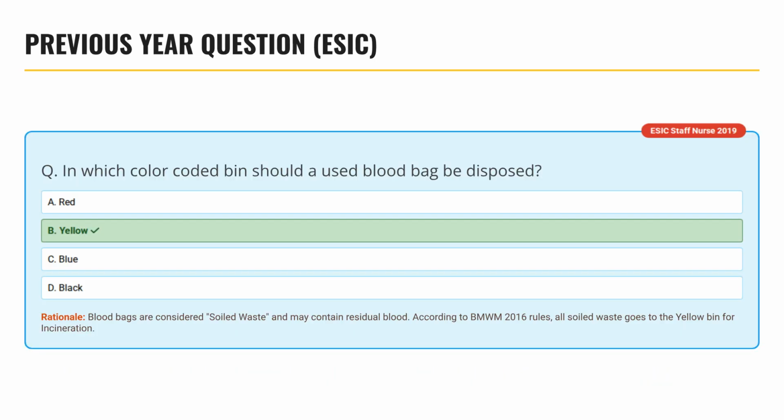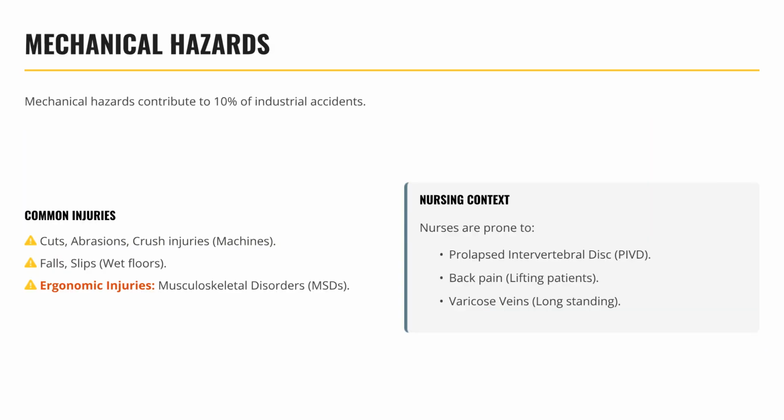A used blood bag must be disposed of in the yellow color-coded bin because it is classified as soiled waste and requires incineration. Mechanical hazards account for about 10% of industrial accidents.